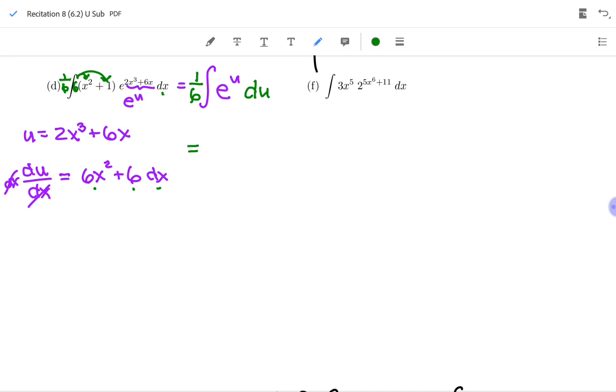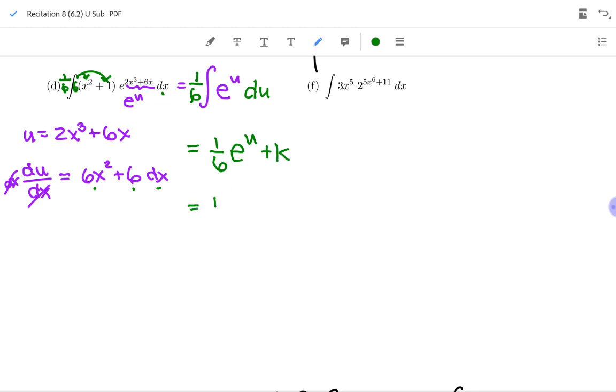So I've got my notation all good, and now I'm ready to integrate. I'm going to keep the 1/6. The antiderivative of e to the x is e to the x. The antiderivative of e to the t would be e to the t. So the antiderivative of e to the u would just be e to the u. And I need my plus k.